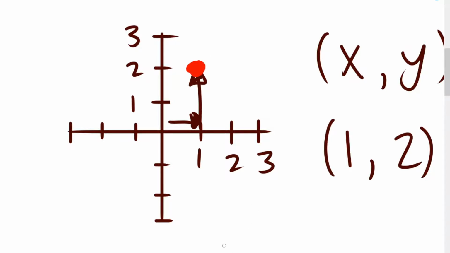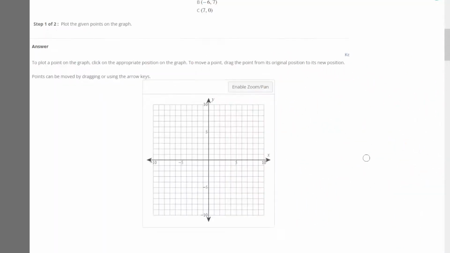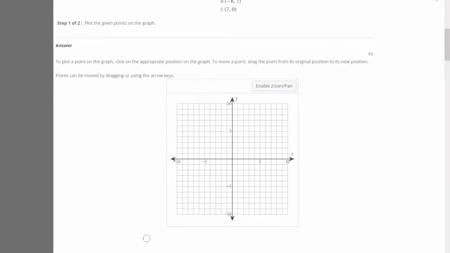Now, it's relatively easy. We'll just hop into some of the examples. Consider the following. It lists 3 points and it wants us to plot the given points on the graph. So this first one is A. We'll label that red. The second one is B. We'll label that blue. And the third one is C. We'll label that yellow, actually.